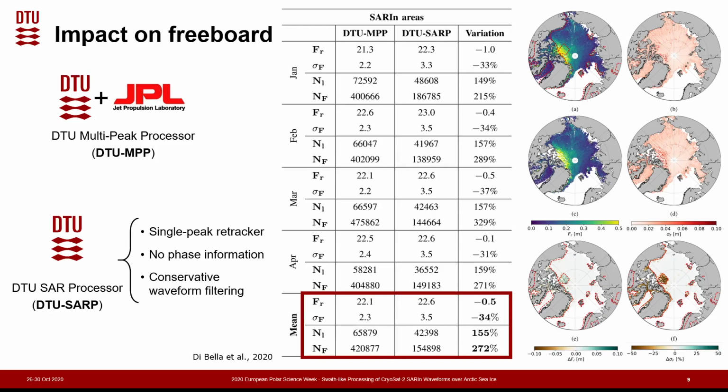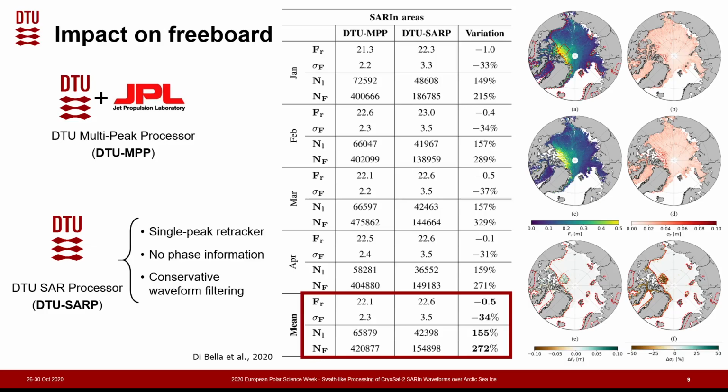The average freeboard difference from the two processors in the period January-April 2014 is found to be only half a centimeter. At the same time, DTU MPP performs 55% more lead measurements than DTU SAR-P, which provides almost 3 times the number of freeboard estimates in SARIn areas, that is, the area within the dashed red lines in the plots on the right.